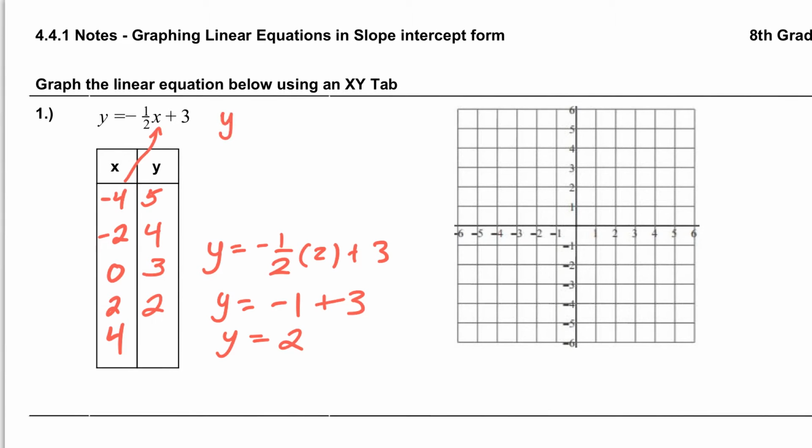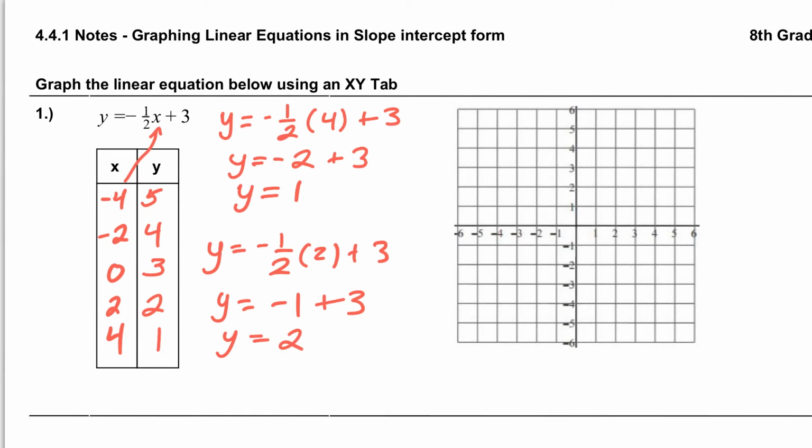If we plug in 4 into our equation for x, y is equal to -1/2 times 4 plus 3. So 1/2 of 4 is 2, and a negative times a positive makes it a -2. So we're doing -2 plus 3, and -2 plus 3 is 1. So if we plug 4 into our equation, we get the output 1.